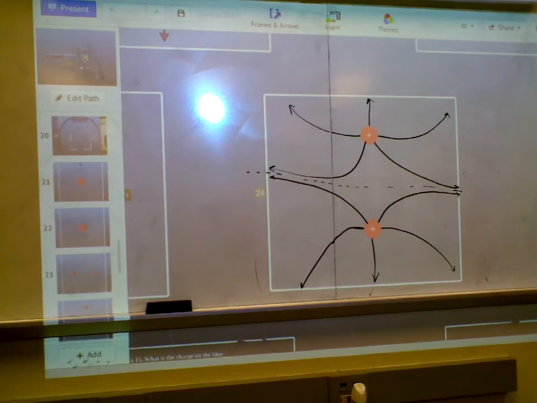Any questions about that electric field? Now, what would happen if this was two negative charges instead of two positive charges? What do you guys think would happen? Same thing. They'll look the same? Except which way do the lines point?